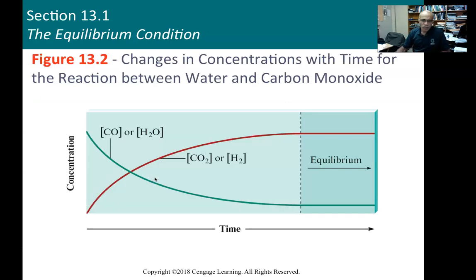Now, if you look at this plot, it shows the trend of the reactants and products. So you'll see here the two reactants, carbon monoxide and water. Over time, they decrease in concentration. Notice that this is the concentration versus time. So the concentration of the reactants decreases. On the other hand, the concentration of the products, carbon dioxide and hydrogen, starts from 0 and increases.